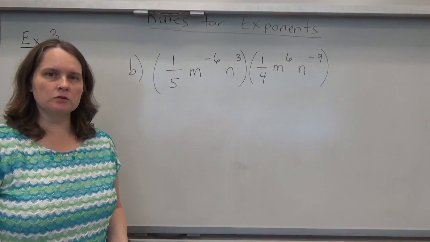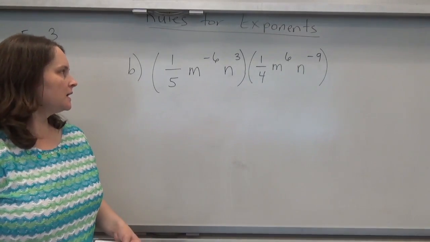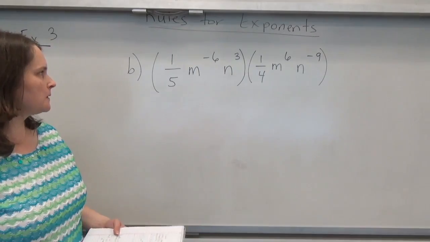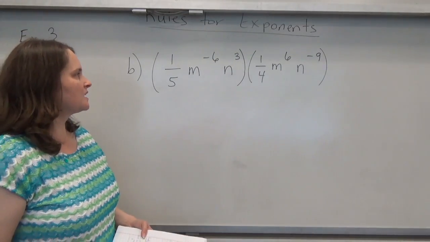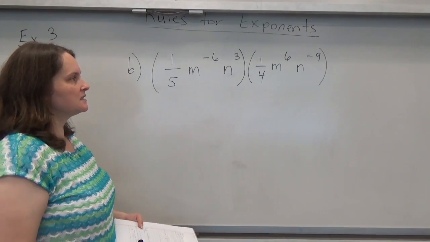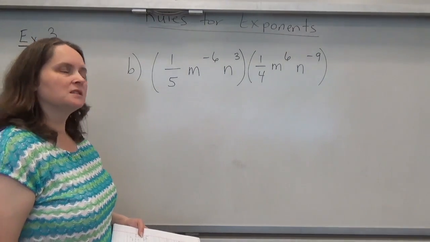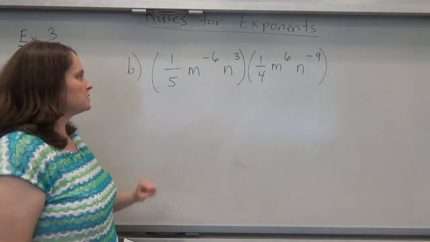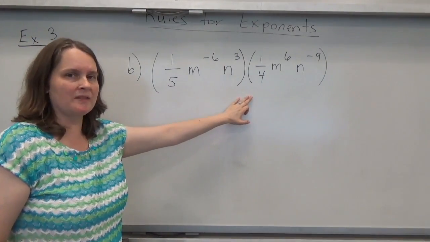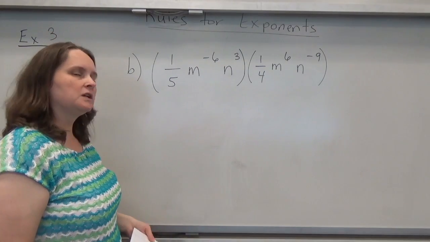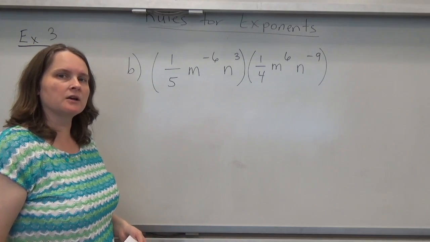Okay, now it's time for you to try one on your own. Go ahead and try to apply the rules that we've discussed. You're multiplying 1/5 m to the negative 6th n to the 3rd times 1/4 m to the 6th n to the negative 9th. This is very similar to the previous problem. Of course, you do have fractions here, but these are just coefficients. Just multiply these as regular fractions. If you need to use your calculator, you can do that. Pause the video, give it a try, and then come back and see how you did.